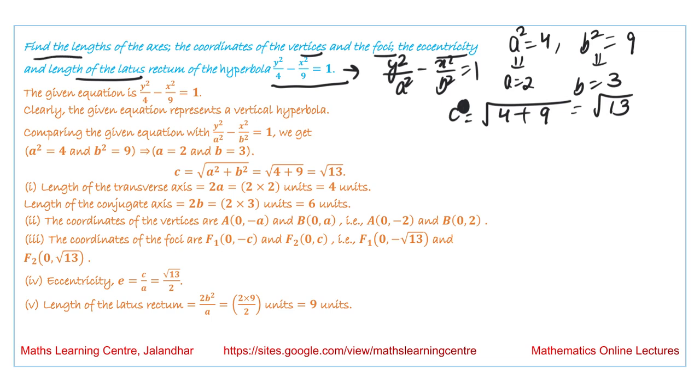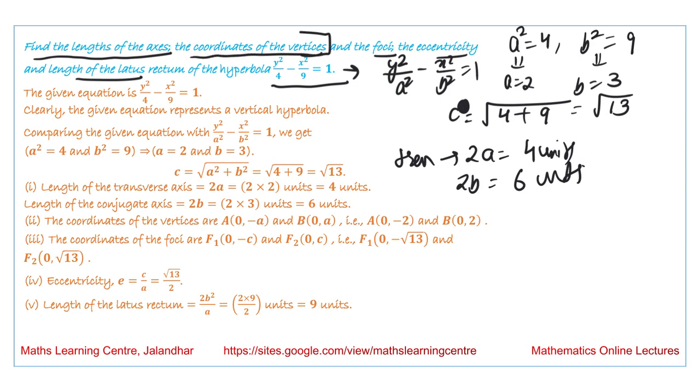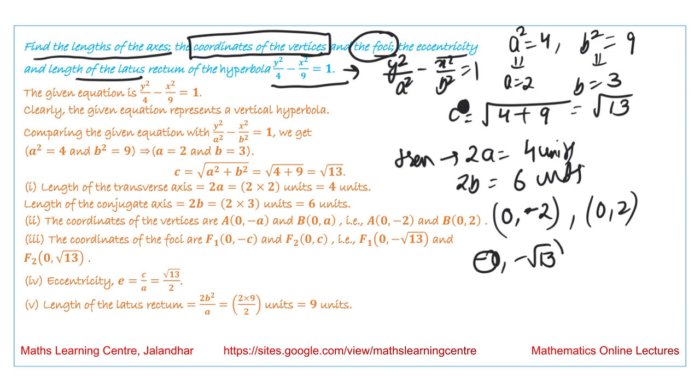So first thing we have to calculate is the length of the axes. The transverse axis, in this case it is the y axis, and its length is 2a, which is equal to 4, and the length of the conjugate axis is 2b, so that is equal to 6 units. Next we have to calculate the coordinates of the vertices. The vertices will lie on the y axis, so the coordinates of the vertices will be 0 comma minus 2, and 0 comma 2. Next we have to calculate the foci. The coordinates will be 0 comma minus root 13 and 0 comma root 13. These are the two foci that we have.